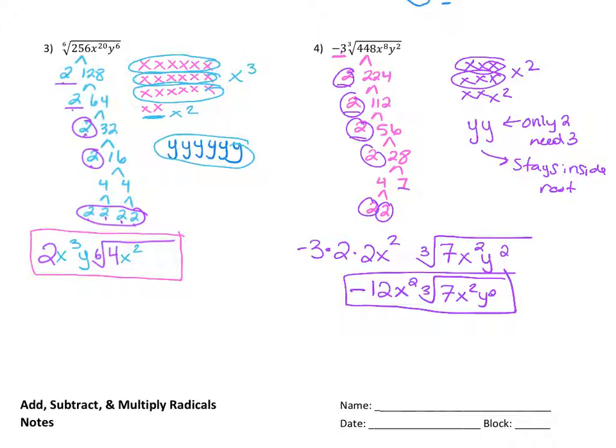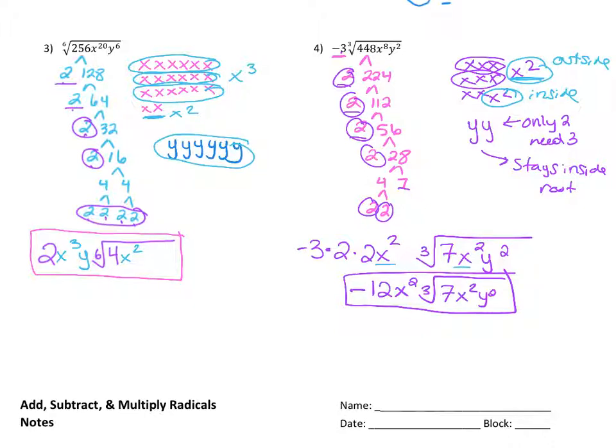Then I looked at the variables. Well, I had 8 x's. 8 x's means I'm going to have 2 groups of 3, so I get x squared. And then I have 2 left, which is also going to give me x squared. So I'm going to have an x squared on the outside and an x squared on the inside. So that's where these come from.